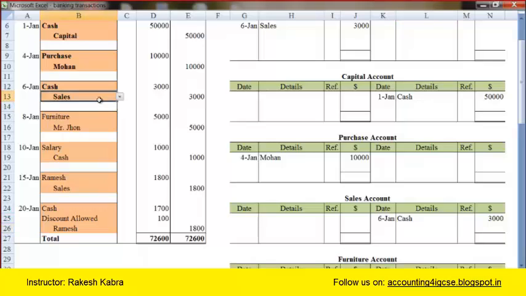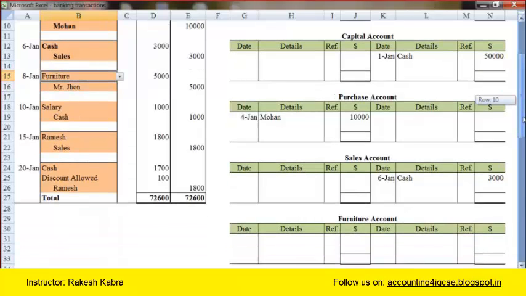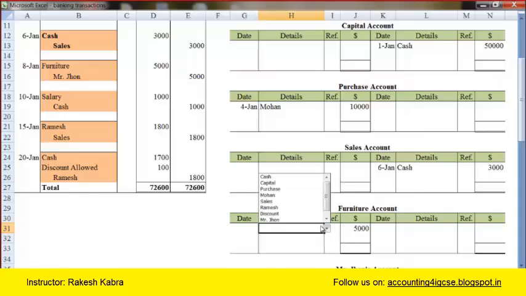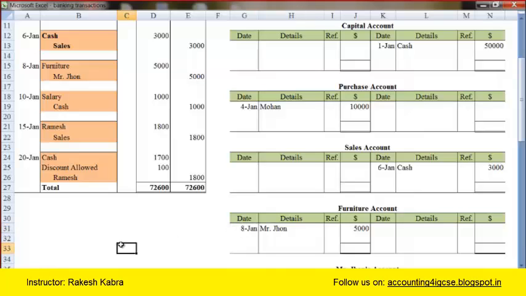Yeah, so posting done in sales account also. Now next entry, tell me: furniture and Mr. John. So furniture account debited or credited? Debited with 5000. So let me find out furniture account. Yes, this is my furniture account, debited. So on its debit side I will write 5000 and I will write here the name of the opposite account, Mr. John, and I will put the date January 8. Yeah, so posting done in furniture account.